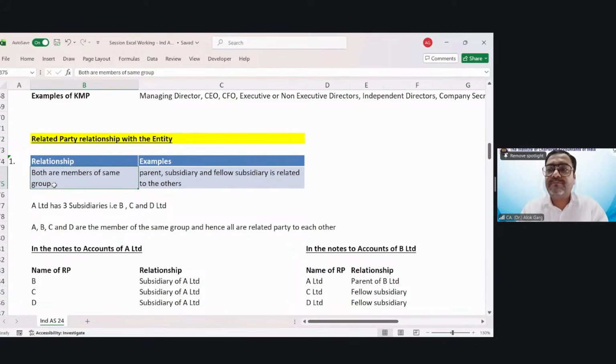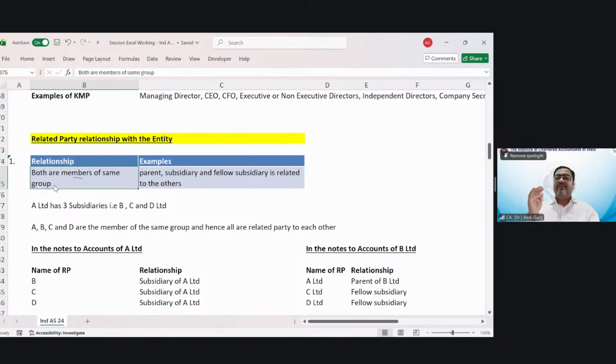For example, parent, subsidiary and fellow subsidiary are related to each other. Both are members of the same group. What is meant by member of the same group? An entity will be considered a member of the same group if it is a parent, subsidiary or fellow subsidiary. So parent, subsidiary and fellow subsidiary are considered members of the same group.